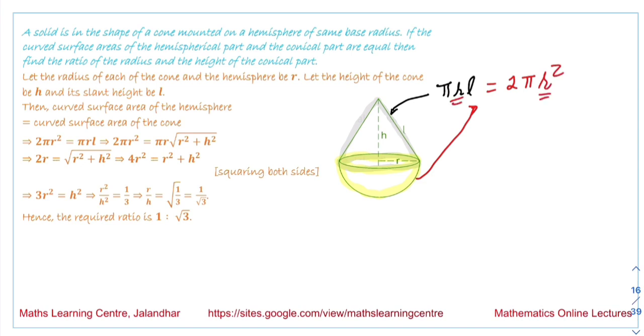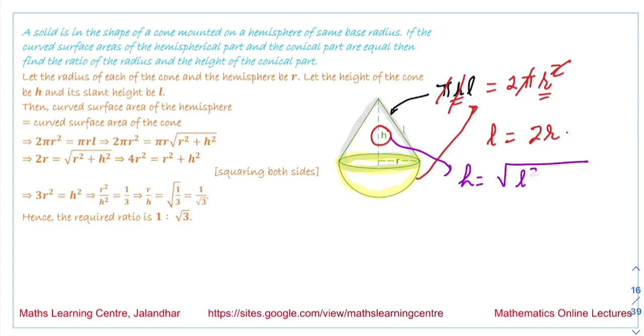Then we have to find the ratio of the radius and height of the conical part, the ratio for r and h. So from these values, r is not equal to 0, so this r gets cancelled, this pi gets cancelled. So we are getting that l is equal to 2 times r, and the formula we know for h is square root of l square minus r square. If we substitute this value of l over here, we get square root of 4r square minus r square, and the answer comes out to be root 3 r.